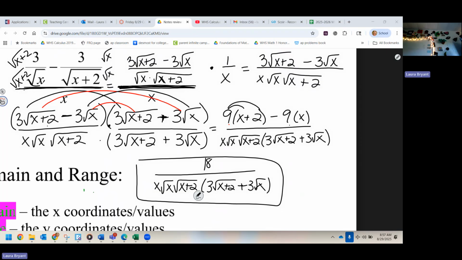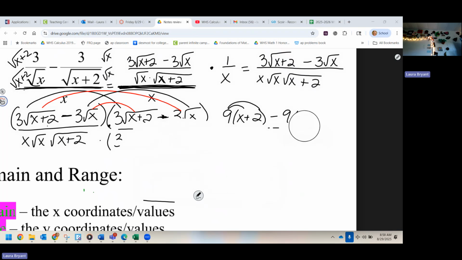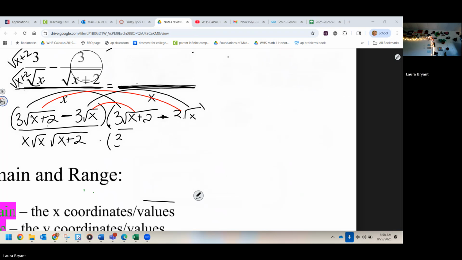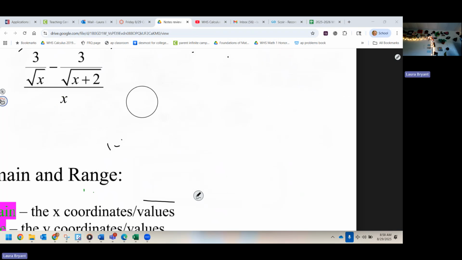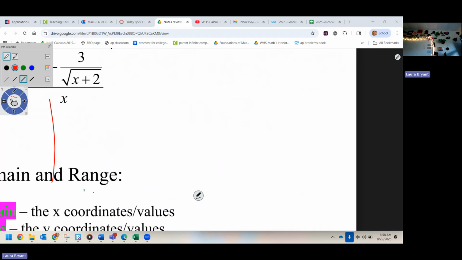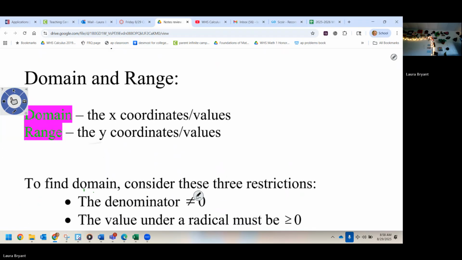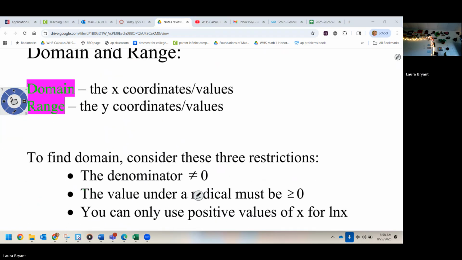All right, the second part of what we're doing today is just reviewing domain and range. Because we do a lot of square root stuff. Well, we kind of do a lot of everything, I guess. So domain and range: your domain is listing out all of the x values that exist on a function, and range is listing all of the y values that exist on a function.